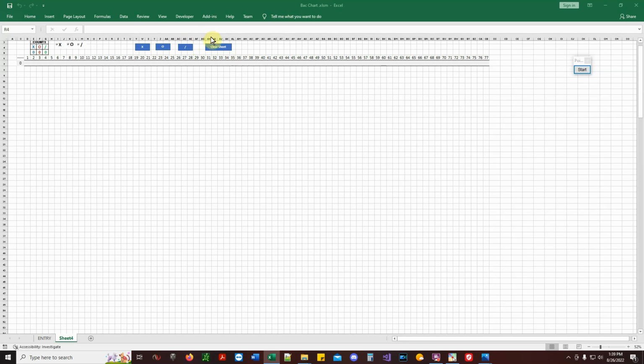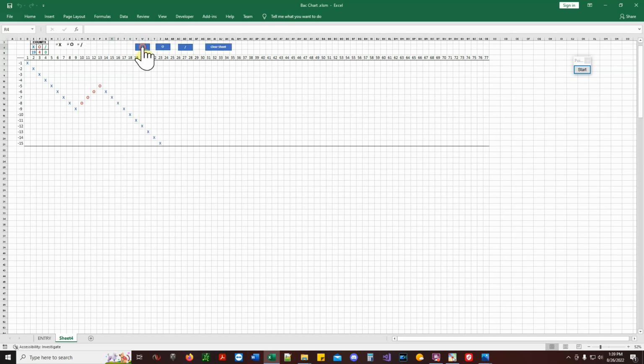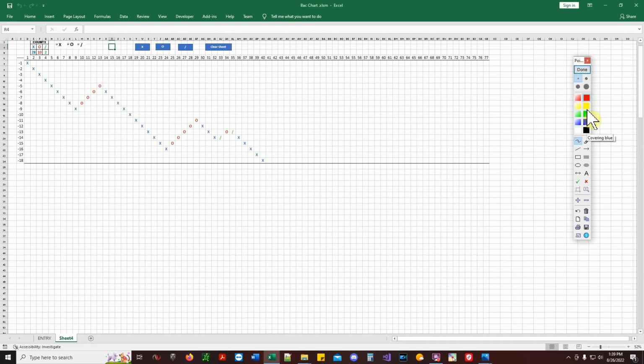I should have done this in the first video, but something I failed to mention: when you're entering information in this sheet, you're entering a shoe. I'm just entering hands randomly, not names. You have two tabs down here at the bottom, an entry tab and a sheet tab.